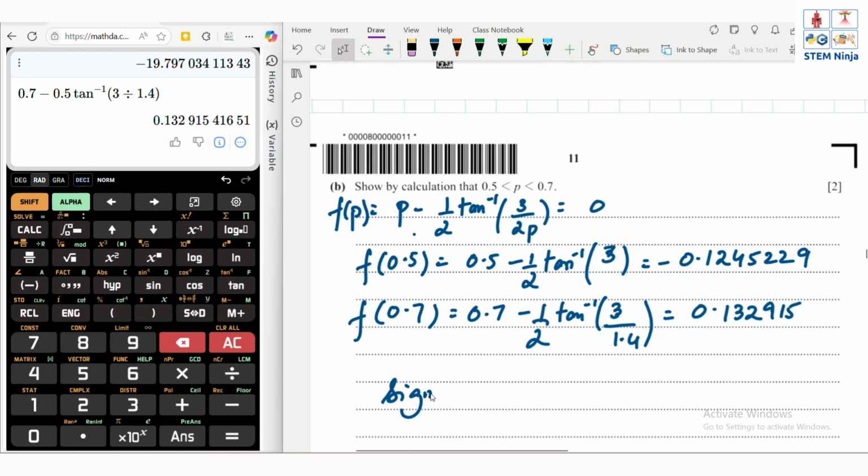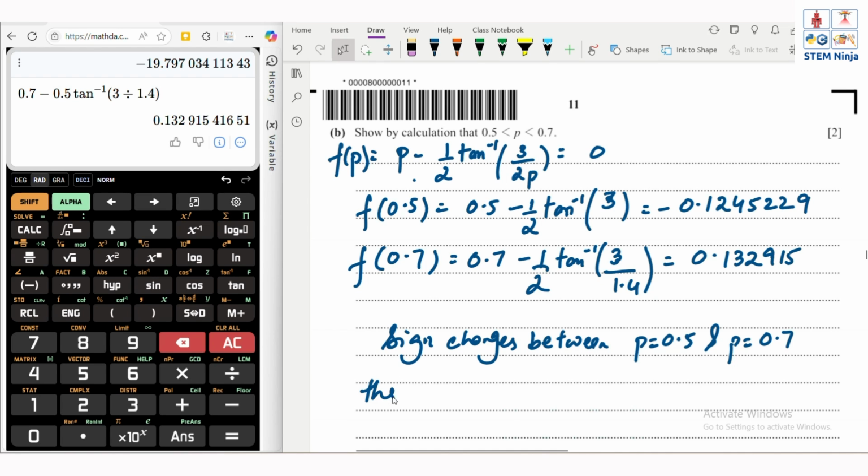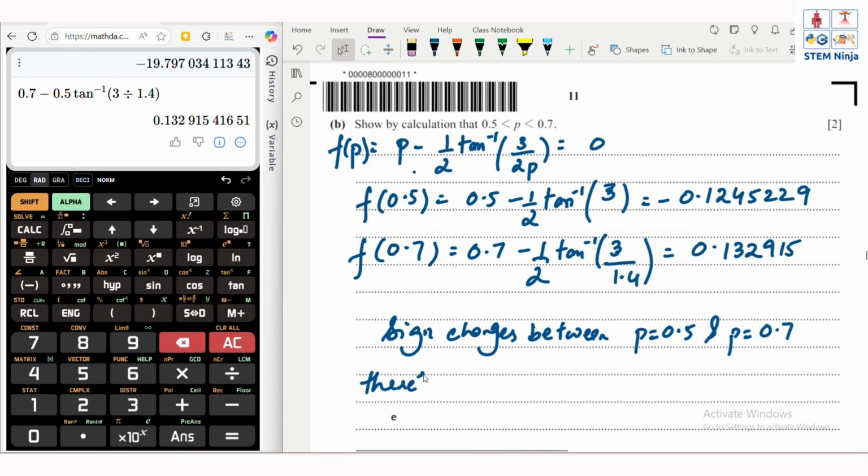So the sign changes between p equal to 0.5 and p equal to 0.7. Therefore, the root lies between 0.5 and 0.7.